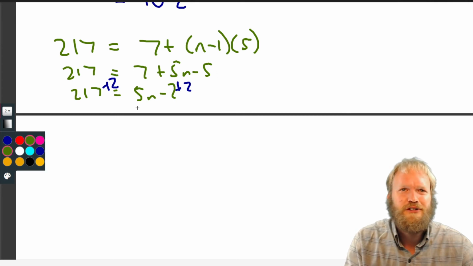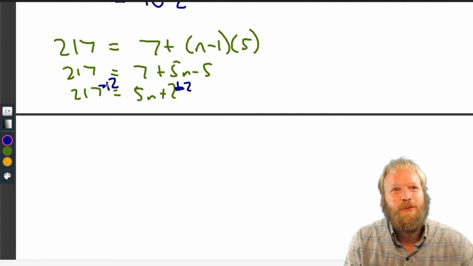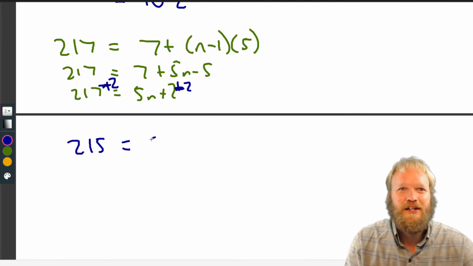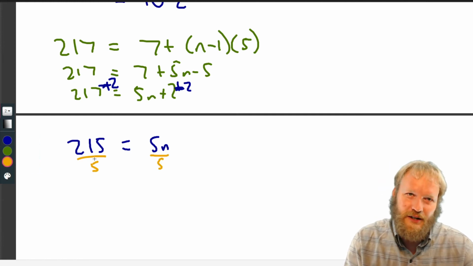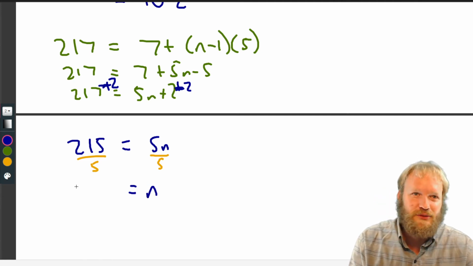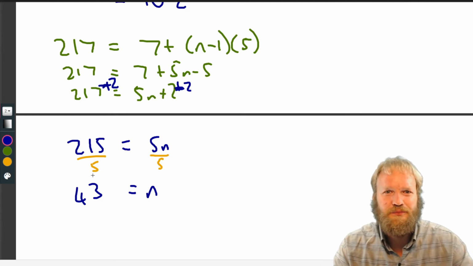This is wrong, right? Did you spot that? It's plus 2 there, so you're minus 2, minus 2. See, this is what happens when you don't concentrate. So you got 215 equals 5n, and then you merrily went, okay, divide by 5, and you got n, and this was 43. How are we feeling on that?